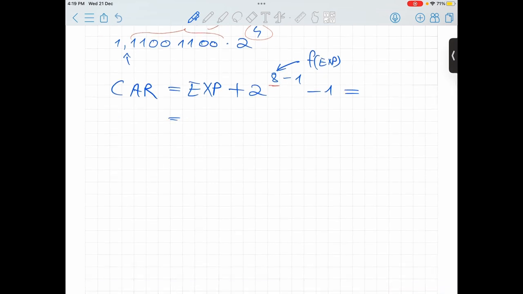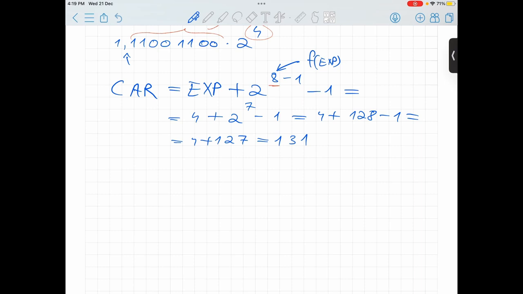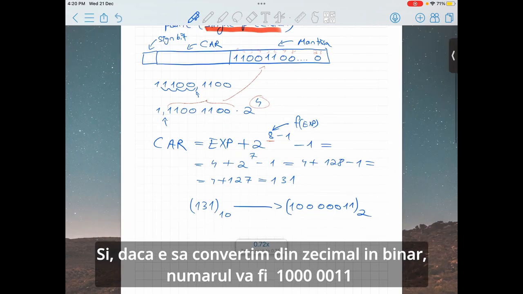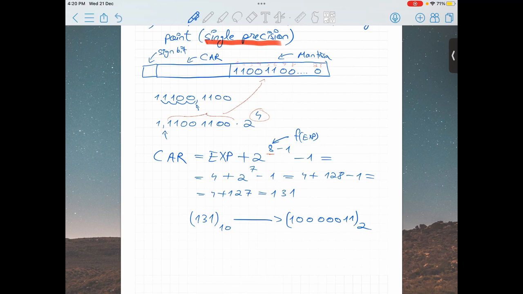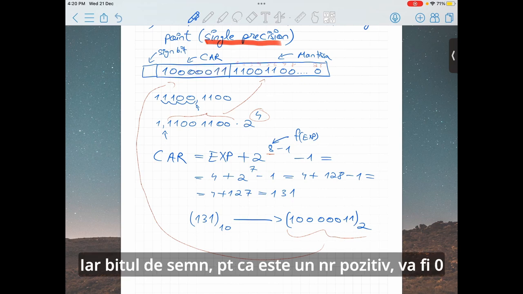And we will make the computation. So, 4 plus 2 to the power of 7 minus 1. So our result is 131. And if we convert from decimal to binary, it would have the following result. This would be the value in binary. And we have to take this value now and write it here. And the sign bit, because it is a positive number, will be 0.